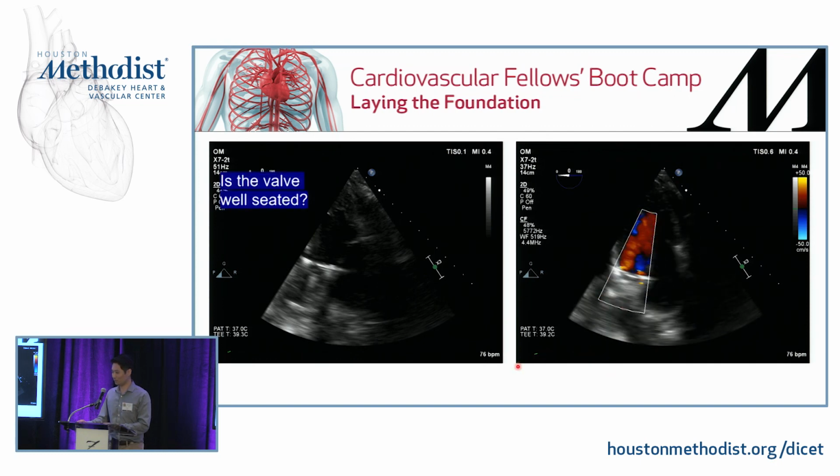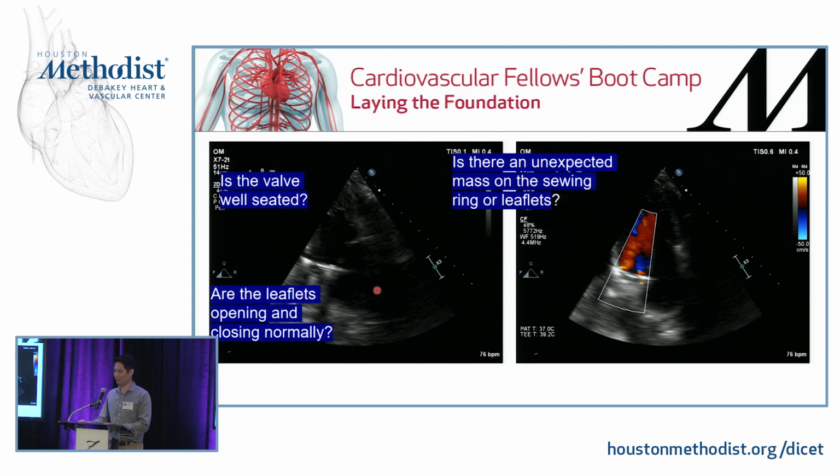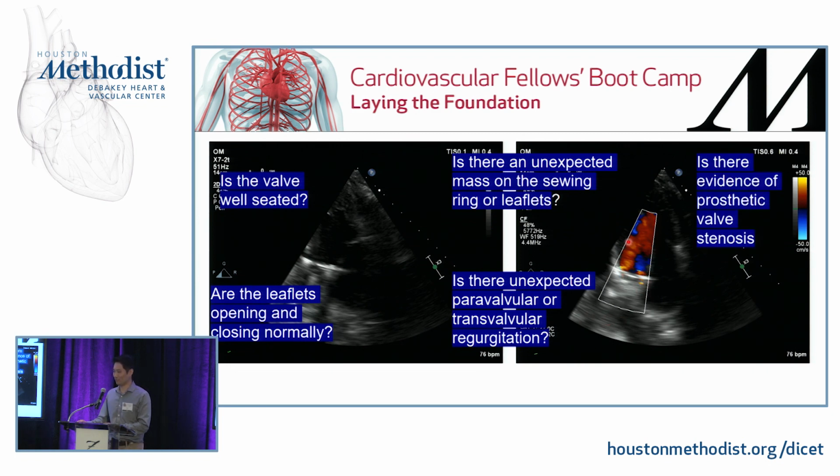We are gonna ask ourselves, is the valve well seated? Looks okay, the leaflets are moving, opening and closing okay. The mass on the sewing ring, there is no mass, looks like it's okay there. Looks like there's transvalvular regurgitation coming from inside of the ring and not outside, so it's likely to be a normal washing jet with a mechanical valve. Prosthetic valve stenosis, ideally you put a Doppler through there and say whether it's normal or abnormal. It was okay. And are there other cardiac structures?